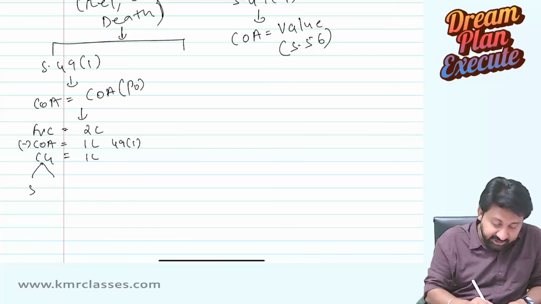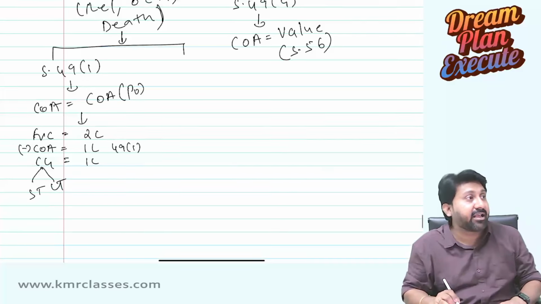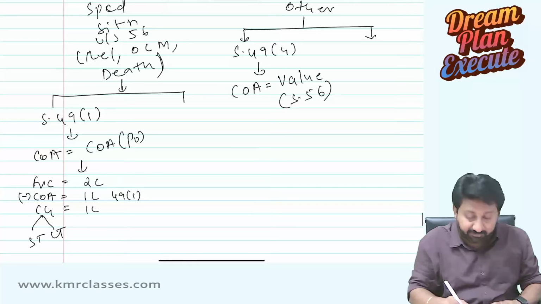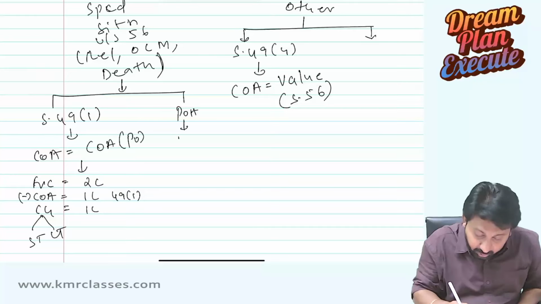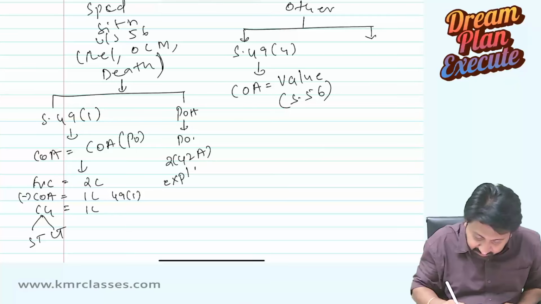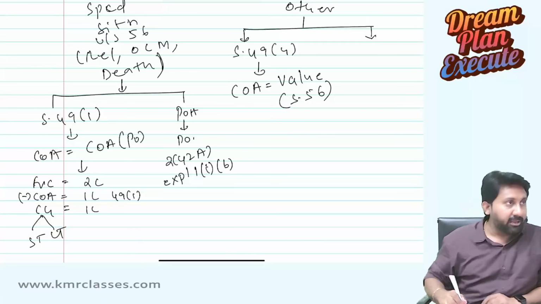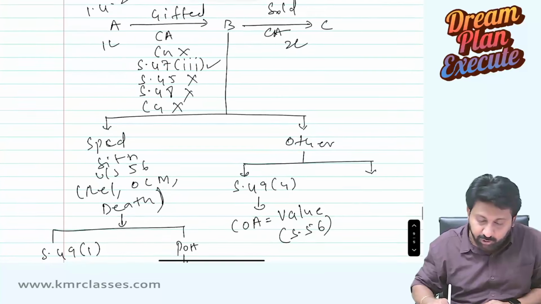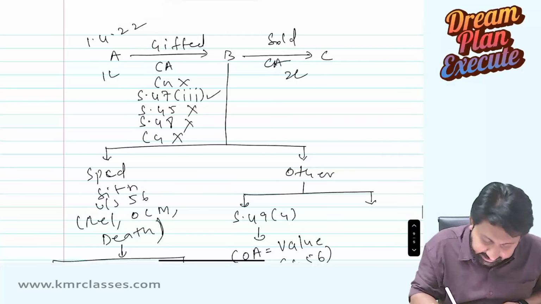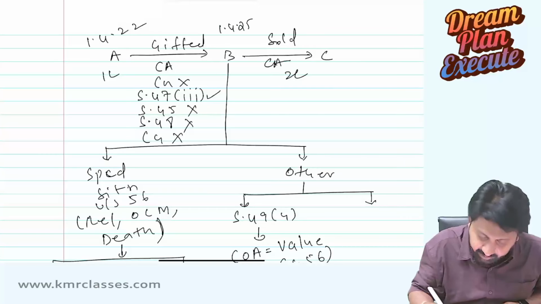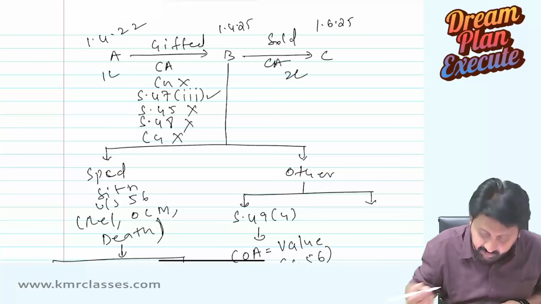Whether this is short term or long term, how will I take it? I will take it on the basis of the period of holding of the previous owner under section 2 clause 42A, Explanation 1, sub-explanation 1(b). So the previous owner's holding period should also be included. I took it on 1/4/25 and sold on 1/6/25.